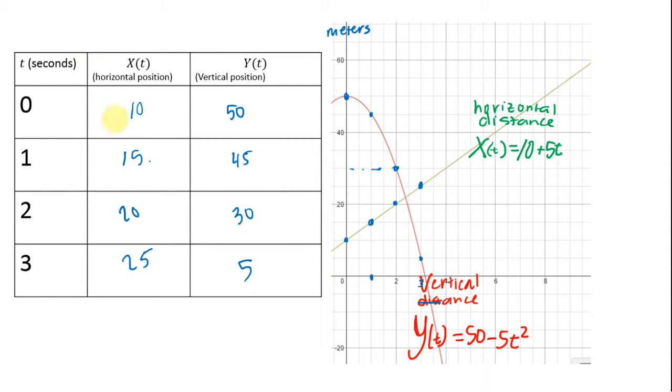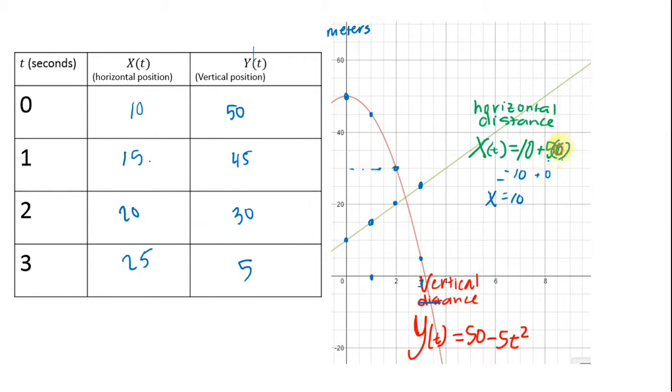We can see here that we can measure our vertical position against time, and we can measure our horizontal position against time. We looked at this with our graphs, but we could also use these equations. So for instance, at time 0, I can substitute 0 for t. 5 times 0 is 0, plus 10 is 10. So x at time 0 is going to be 10.